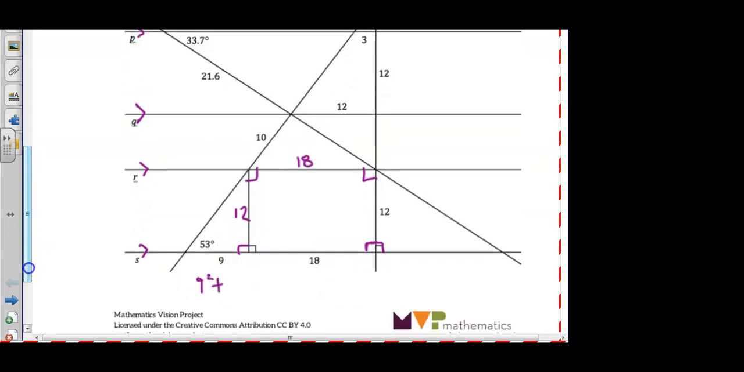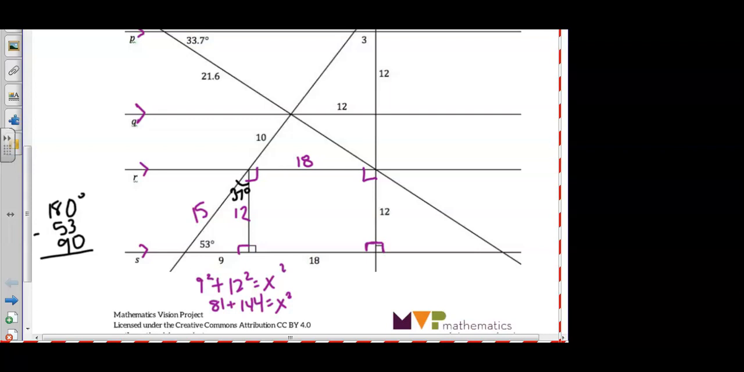So let's look at the bottom triangle. We can use the Pythagorean theorem: 9 squared plus 12 squared equals x squared. We get 81 plus 144 equals x squared, and we solve that for x, we should get 15. So this length of that right triangle using the Pythagorean theorem should be 15. We can also find the angle that's missing up here: 180 degrees minus 53 minus 90, because we know the sum of the angles in a triangle is 180 degrees. So this angle here should be 37 degrees.